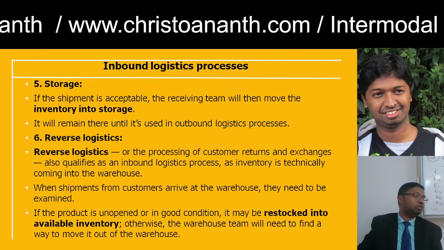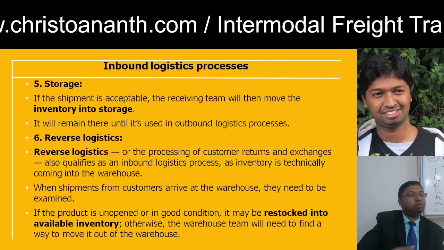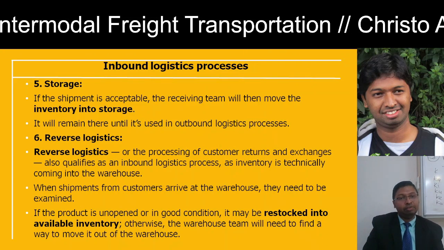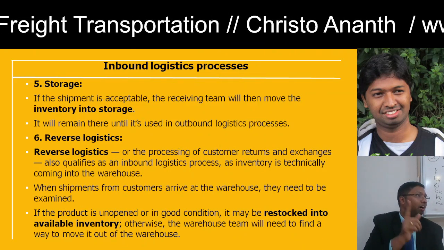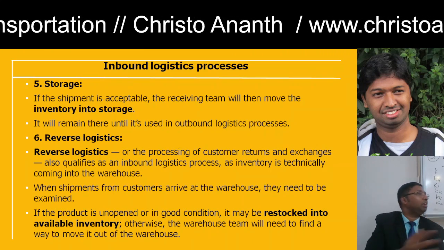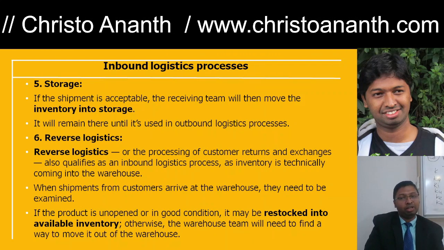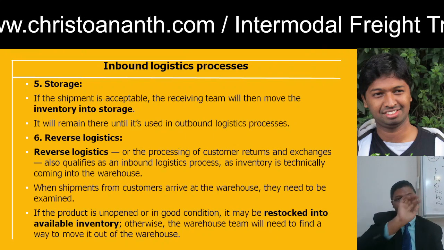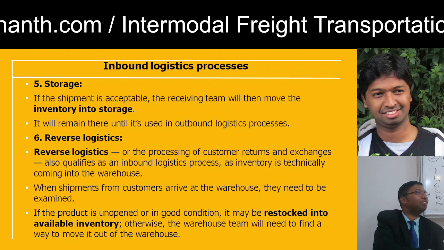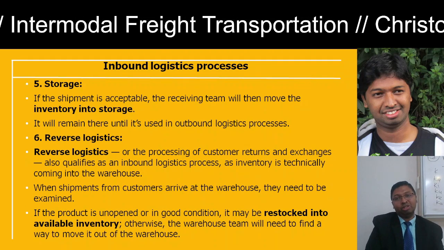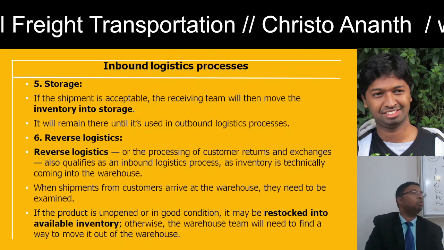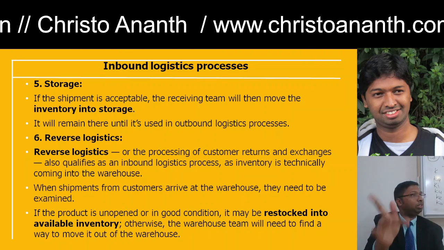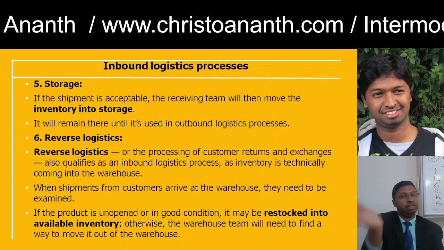When shipments from customers arrive at the warehouse, they have to be examined, checked and verified. If the product is unopened or in good condition, you can restock it into the available inventory and you can exchange it. If it is open or damaged, no chance, because that also follows the agreement. The warehouse team will need to find a way to move it out of the warehouse. So this is considered the intermediate process between inbound and outbound logistics.